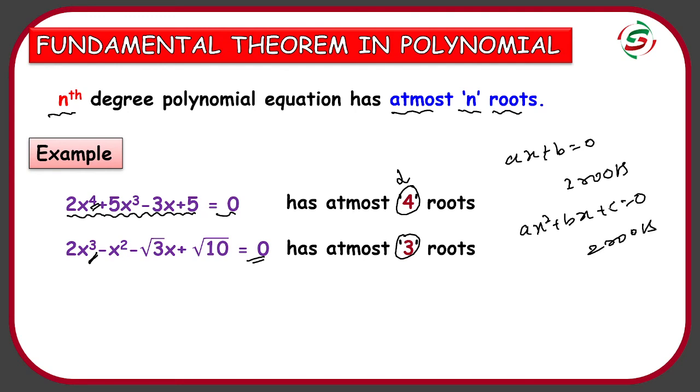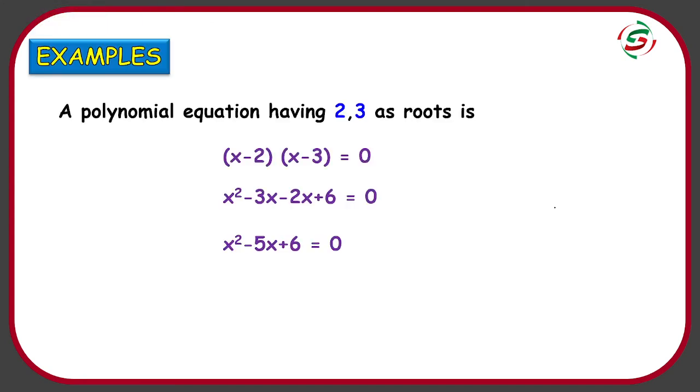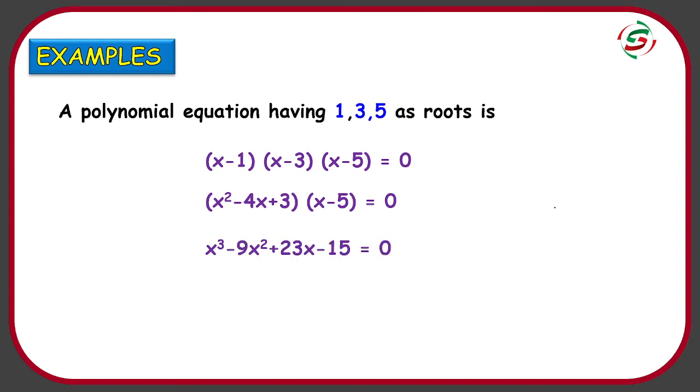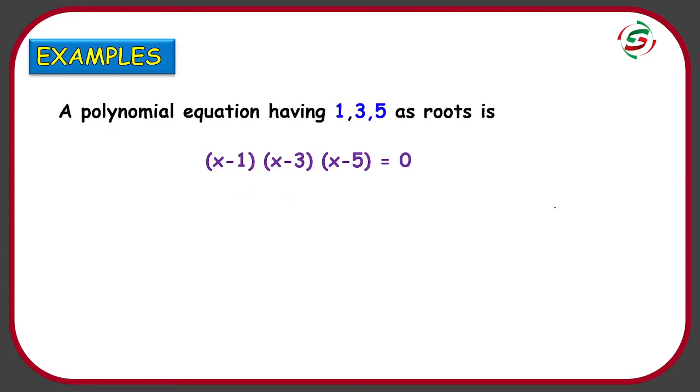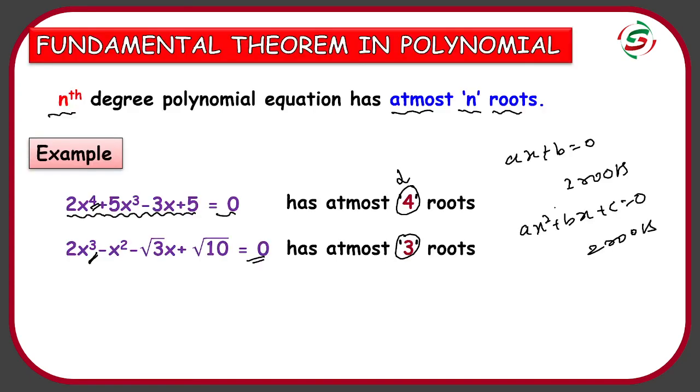Okay. Clear? So like this, based on the degree of the polynomial, that many roots or zeros that particular equation is going to represent. Okay. So with this, in the next class we can continue with forming of the polynomial. If we complete forming of the polynomial, our polynomial topic will be completed. So no problem. Okay, now we can go with forming of a polynomial equation.